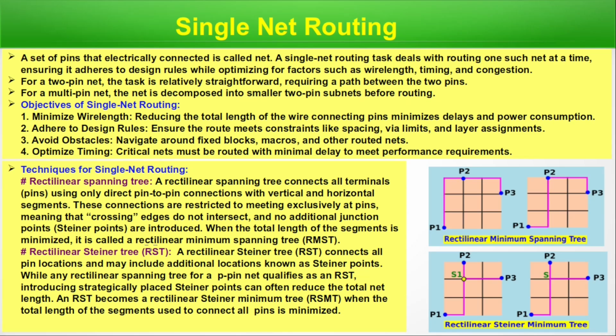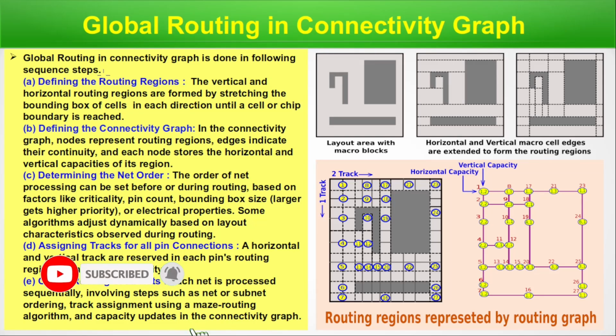We are done with this slide. We will move to the next slide. Global routing in connectivity graph. Global routing using a connectivity graph is done by following different steps like defining the routing region, defining the connectivity graph, determining the net order, assigning tracks for all pin connections, and global routing of all nets. So these are the steps.